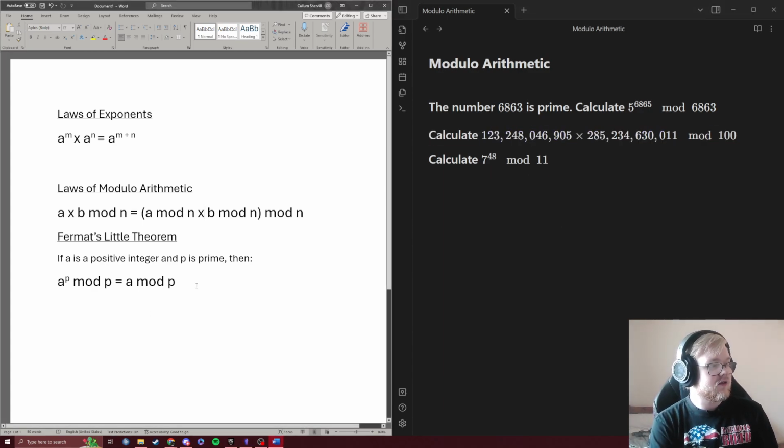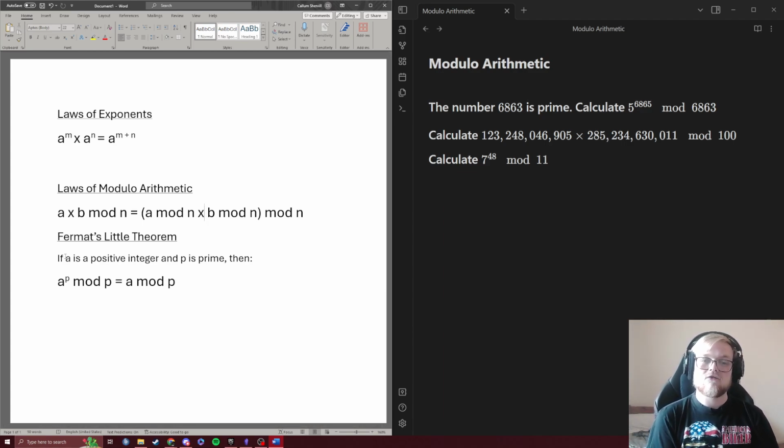And the third theorem is Fermat's little theorem, stating that if a is a positive integer and p is prime, then a to the power of p mod p equals a mod p. This is going to be very useful once again for the first question. So let's crack on with answering them.